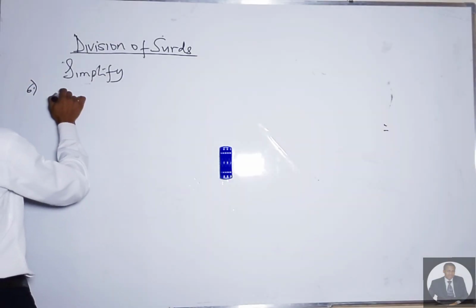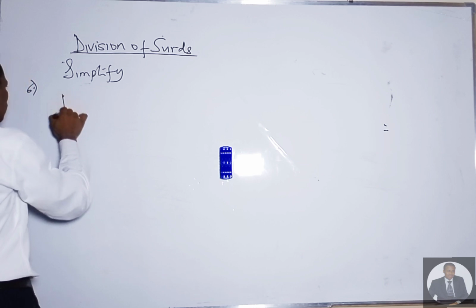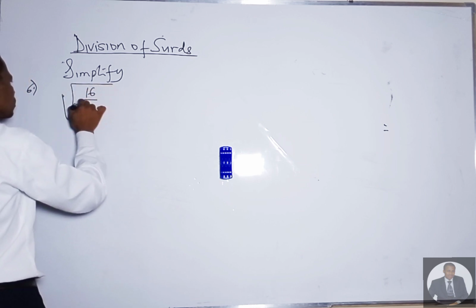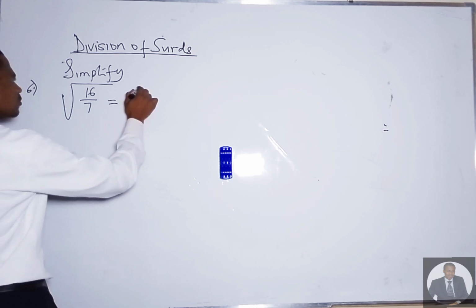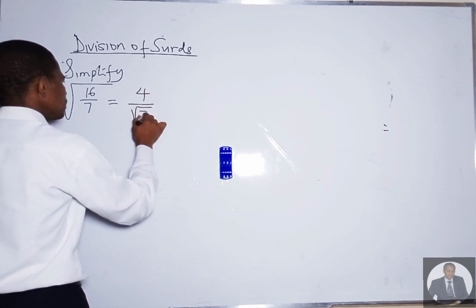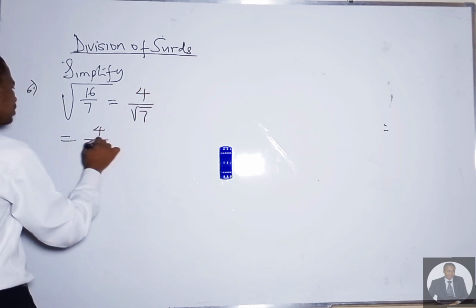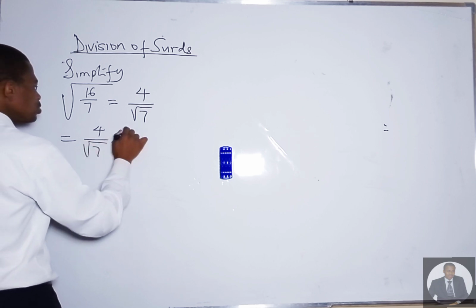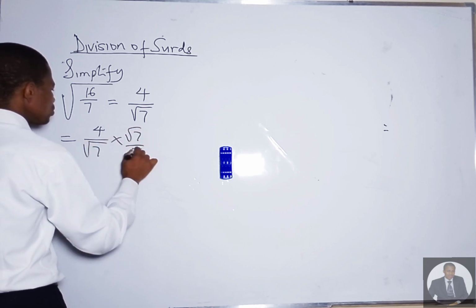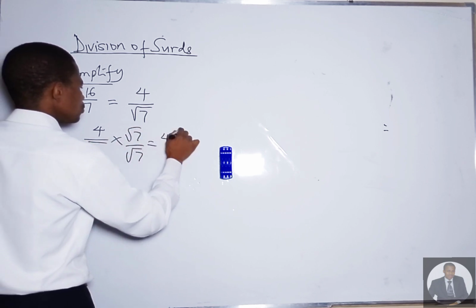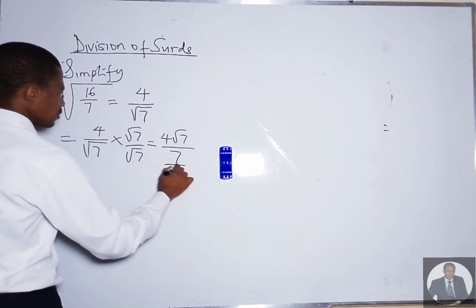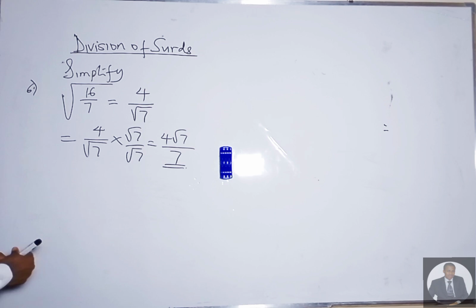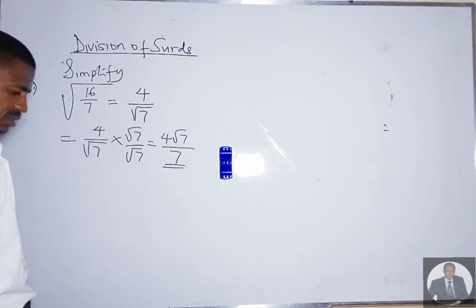Simplify the square root of 16 over 7. What's the square root of 16? 4 over root 7. So what we do, we say 4 divided by root 7. We multiply the denominator and the numerator by root 7. We have 4 root 7. Root 7 times root 7 is 7. We have this as our answer.